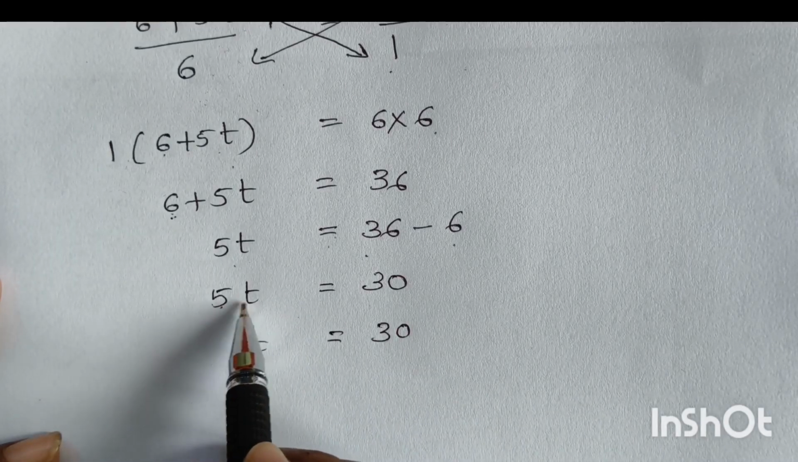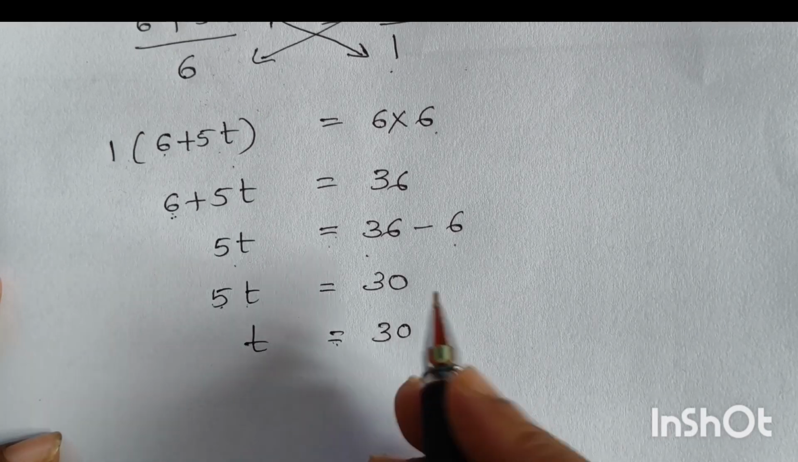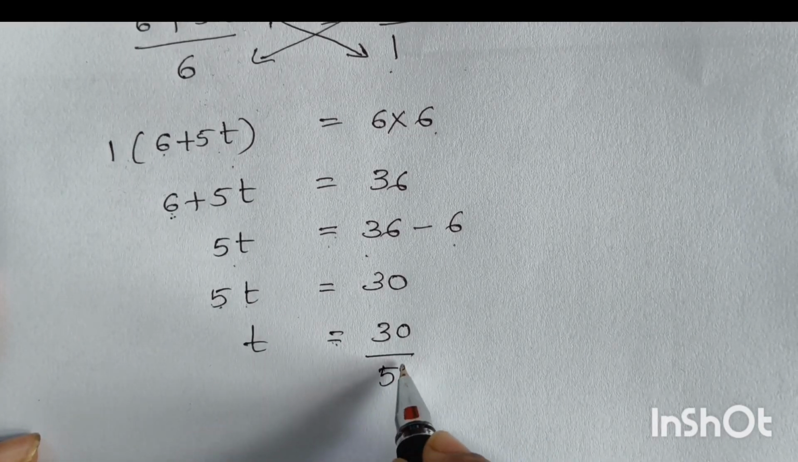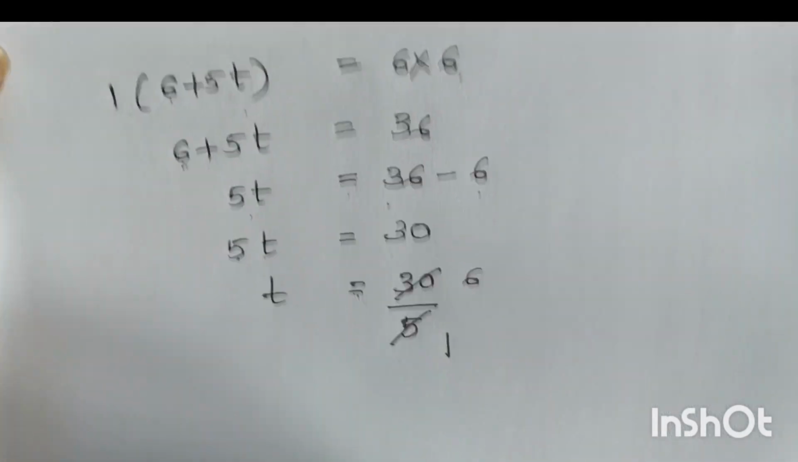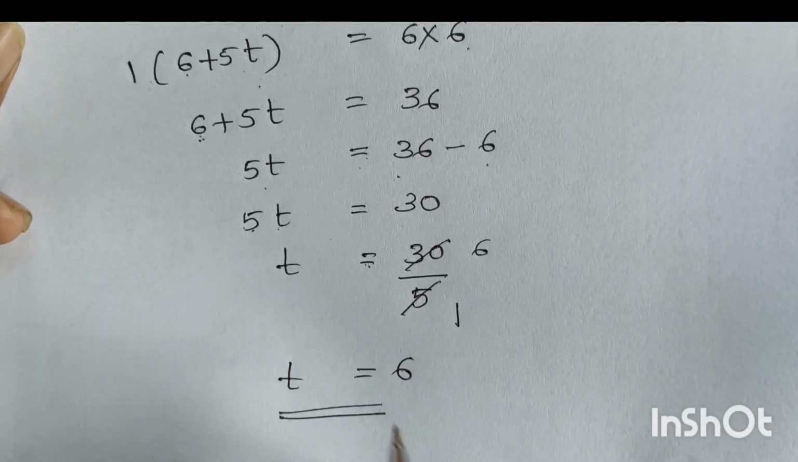This 5 is in multiplication here. When it crosses the equal to sign, it will become division. Therefore, t is equal to 30 by 5. 5 ones are 5, 5 6s are 30. Therefore, the value of t is 6.